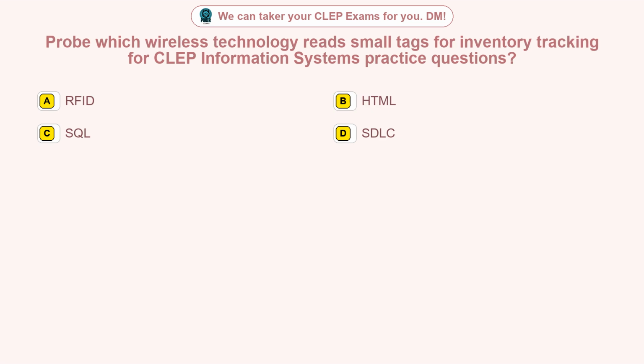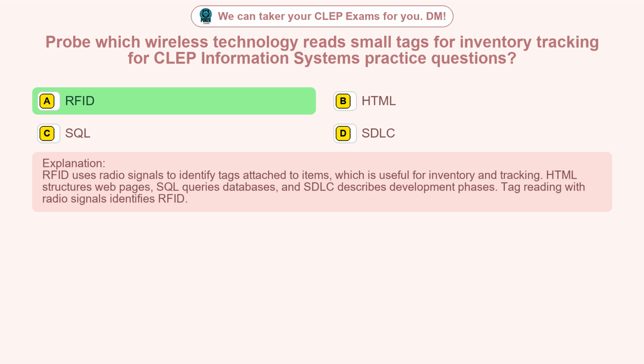Question 60. Probe which wireless technology reads small tags for inventory tracking for CLEP Information Systems practice questions. Option A, RFID. Option B, HTML. Option C, SQL. Option D, SDLC. The correct answer is option A, RFID. RFID uses radio signals to identify tags attached to items, which is useful for inventory and tracking. HTML structures web pages, SQL queries databases, and SDLC describes development phases. Tag reading with radio signals identifies RFID.